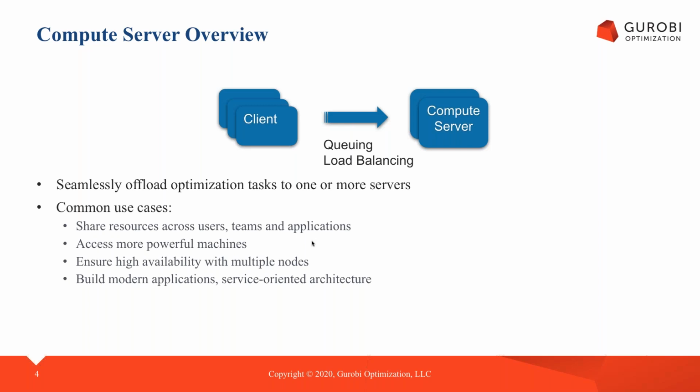So before going into the details of the new features of v9, I'd like to introduce the Compute Server itself. The Compute Server is a way to seamlessly offload optimization tasks to one or more servers. You can start different computers where you run the compute servers, and you can join the compute servers together to form a cluster. On the client side, you can submit optimization tasks, and those tasks will be load balanced into the cluster, and if there is not enough capacity in the cluster, they will be queued.